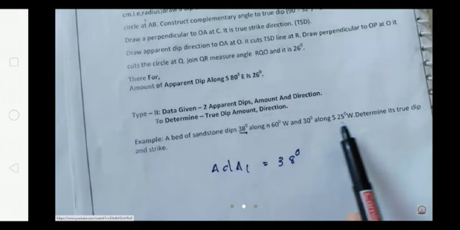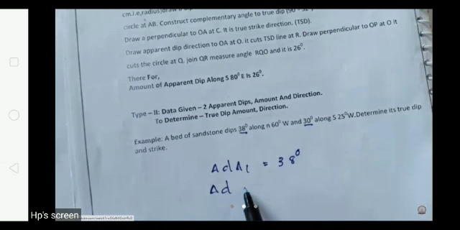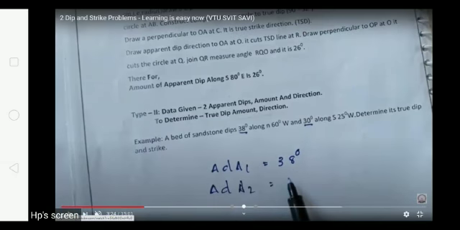So I'm writing now apparent dip. Apparent dip is also called AD. True dip is TD. So AD1, AD2. So what is AD1? First thing, there are two apparent dips given. 38 degree along north 60 west is the first apparent dip. Second, 30 degree towards south 25 degree west is the second apparent dip.